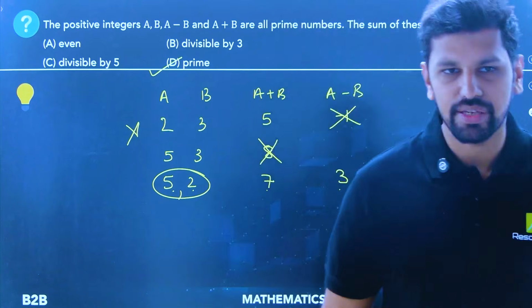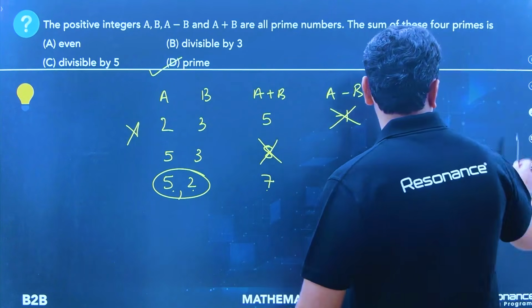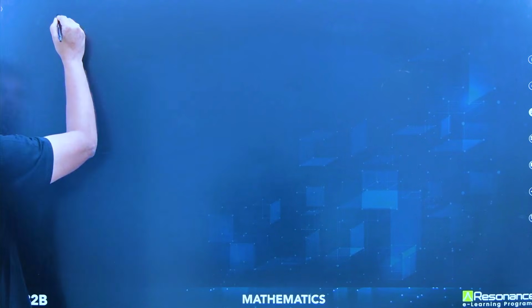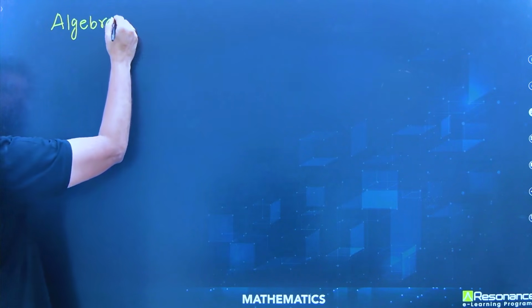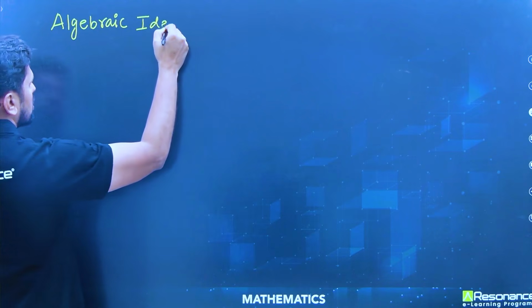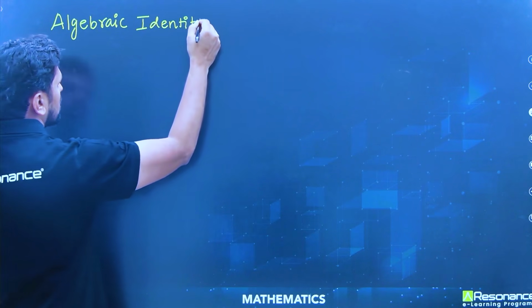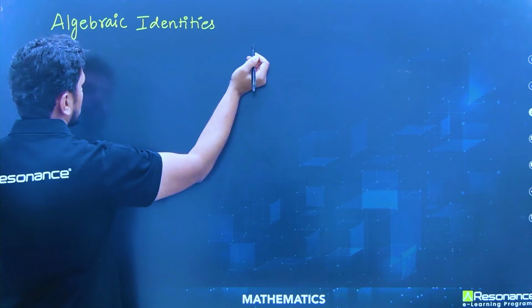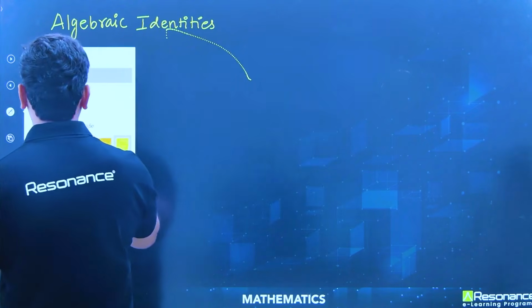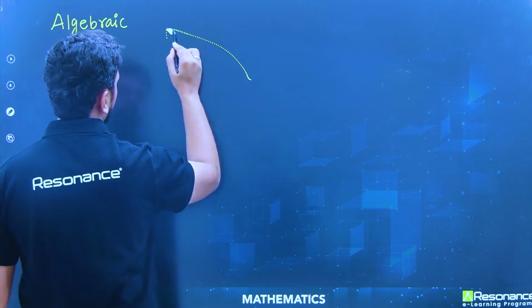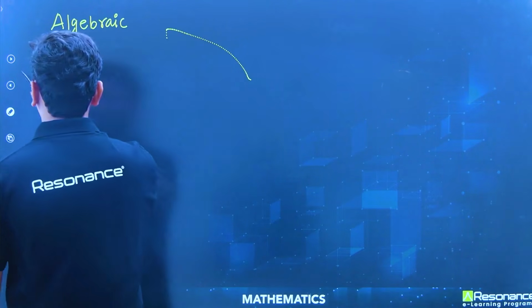Let's move forward. Today's topic is algebraic identities, or you can say algebraic formulas, which we have already learned. Both things are there.